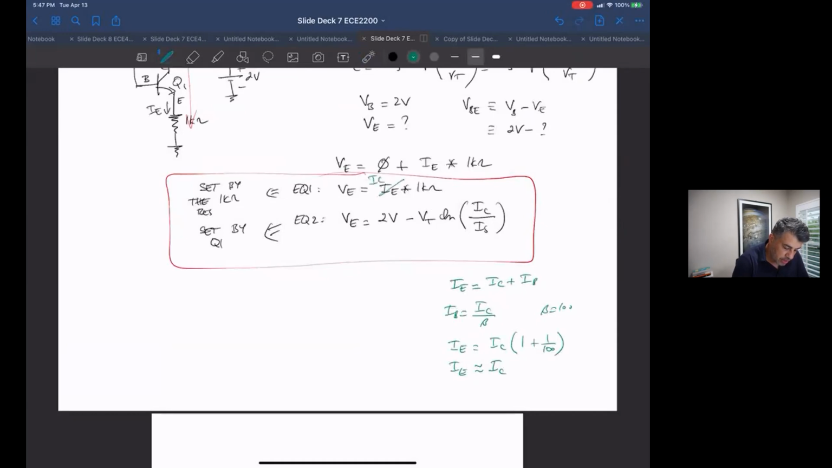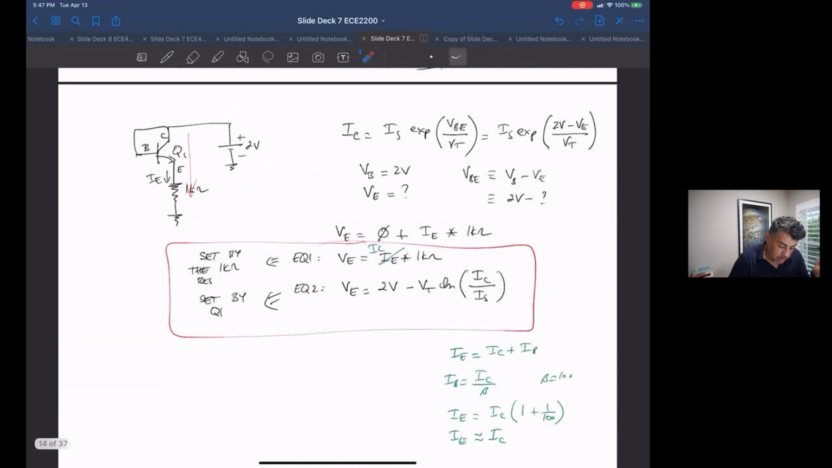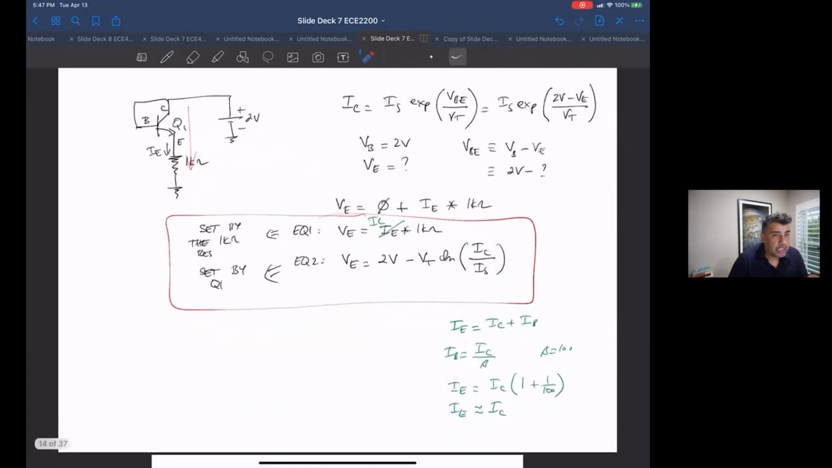So I have basically two equations. They both have V sub E, and they both have I sub C. So if I simultaneously solve these equations, I could get I sub C and V sub E. Got two unknowns and two equations. Okay, I'm going to take a breather there. Any questions about what I did so far?